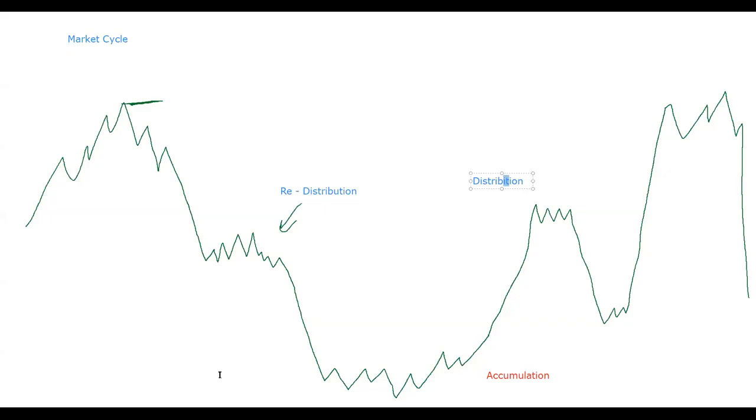Holy hell. Okay. Accumulation, and we have this distribution right up here. Cool. Now we have this accumulation. Perfect. And this is essentially how the market cycle works, right? This is essentially how the market cycle functions, the market dynamic, right?